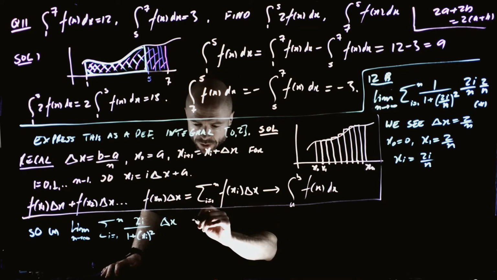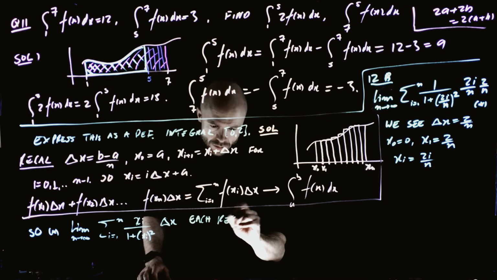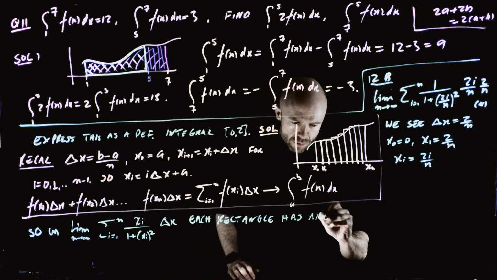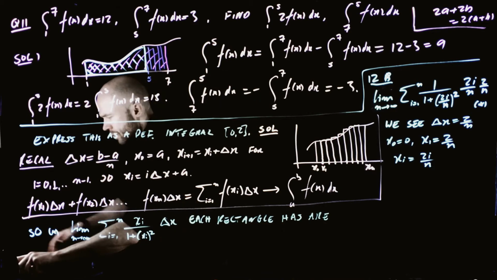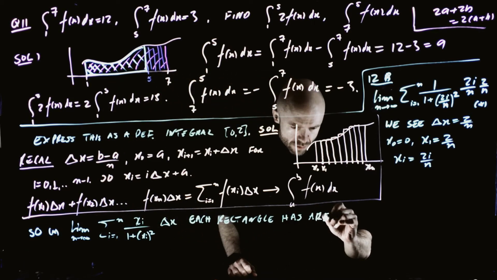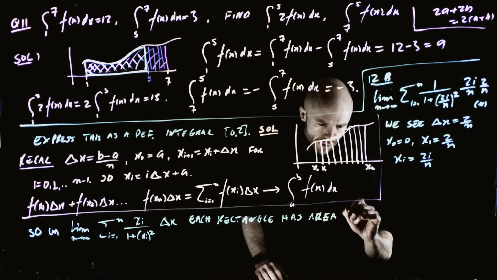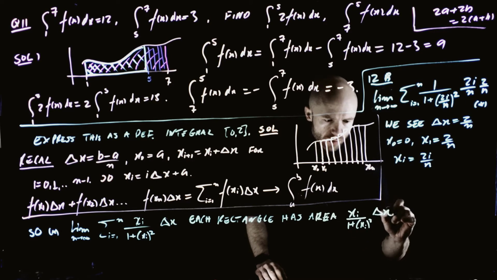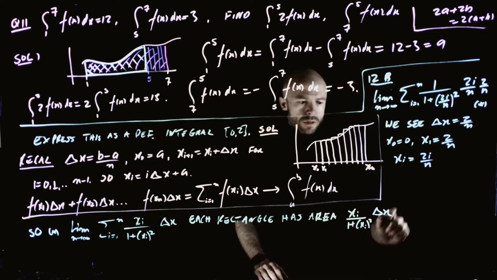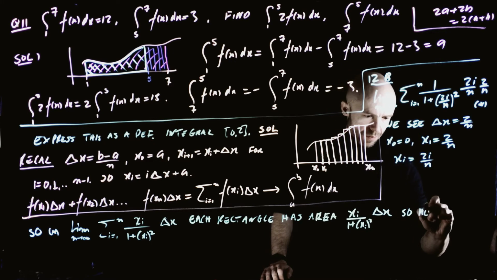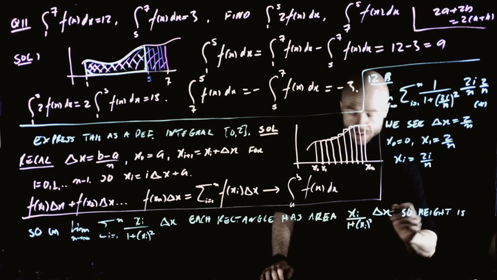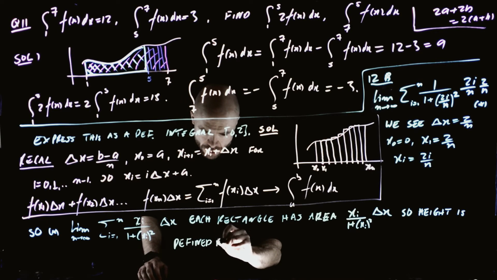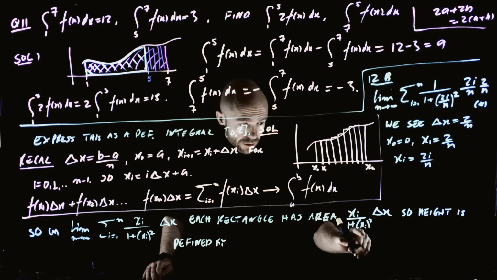So let me write that. Each rectangle has area given by x_i over 1 plus x_i squared times delta x. And so the height is defined by this thing here, because delta x is the base.